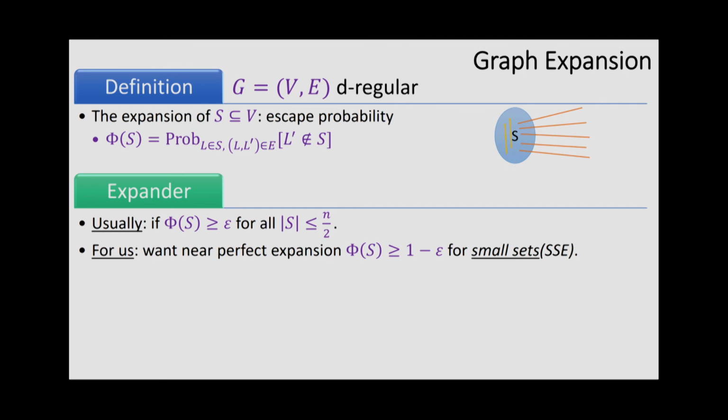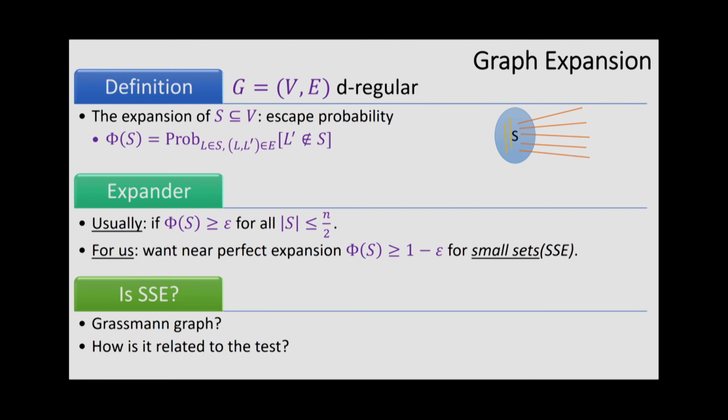And just to give you some context, usually we say a graph is an expander if the expansion of any set of size at most 50% of the vertices is bounded away from 0. But for us, the notion that we consider is the notion of small set expansion. So we want a stronger guarantee. We want the expansion of any small set to be... so it's not stronger, it's a variant. We only care about small sets, but for them we ask for more. We ask that the expansion is close to 1. So this is the notion of small set expansion.